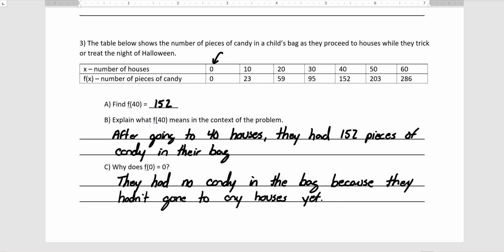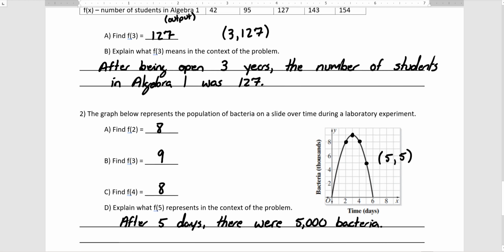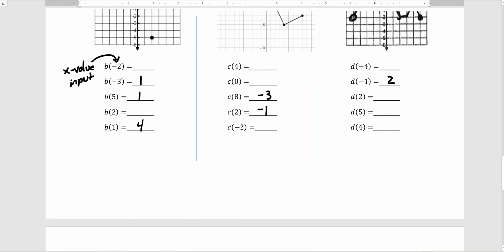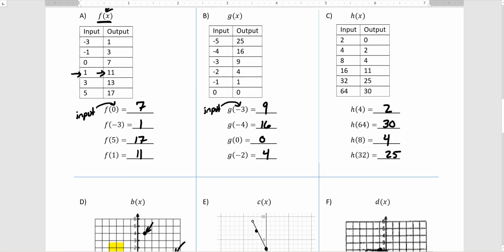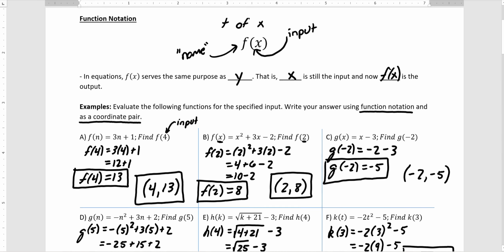Raise your hand if you maybe got some different answers. You're not sure if they're right. Feel free to raise your hand. I will happily come around and help out. Otherwise, we talked about a lot today. We talked about applications of functions. We talked about reading functions from graphs, reading functions on tables, and of course evaluating function equations.